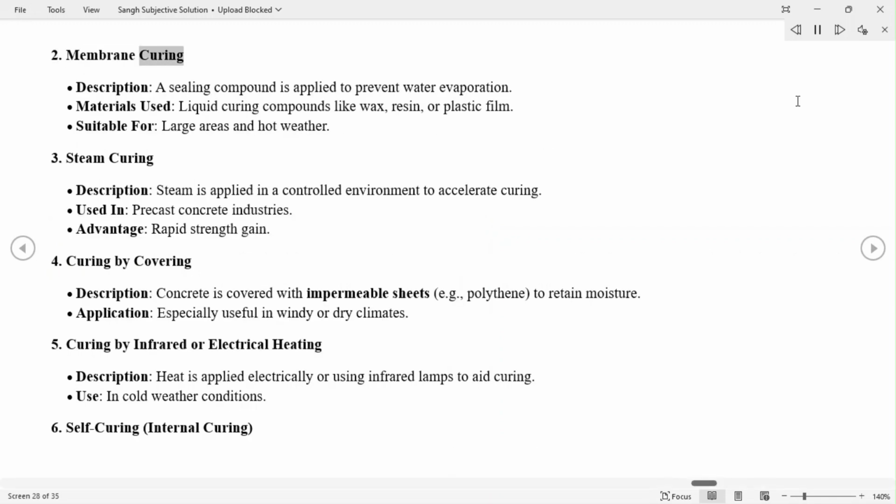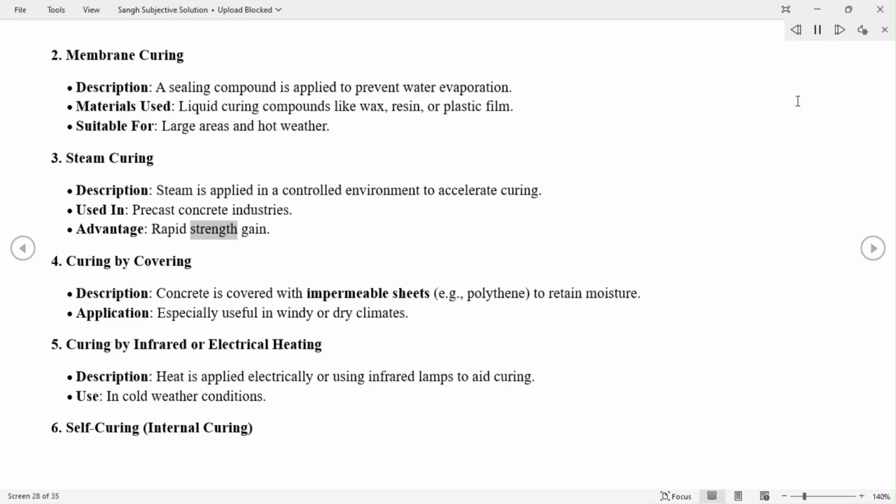2. Membrane curing. Description: a sealing compound is applied to prevent water evaporation. Materials used: liquid curing compounds like wax, resin, or plastic film. Suitable for large areas and hot weather. 3. Steam curing. Description: steam is applied in a controlled environment to accelerate curing. Used in precast concrete industries.